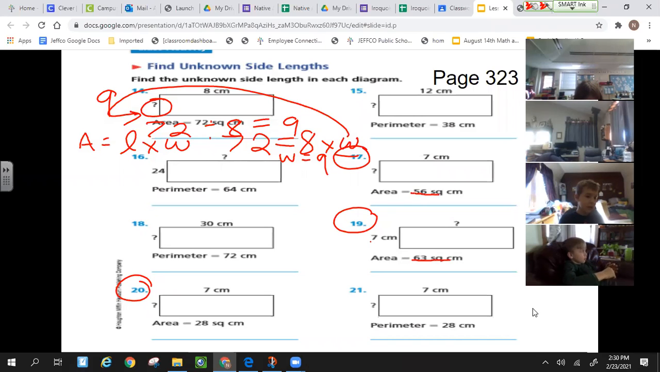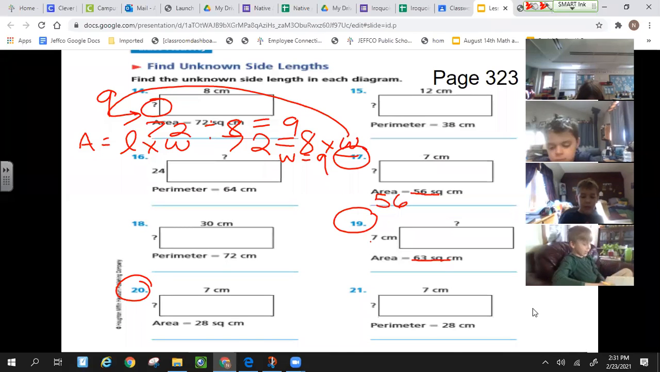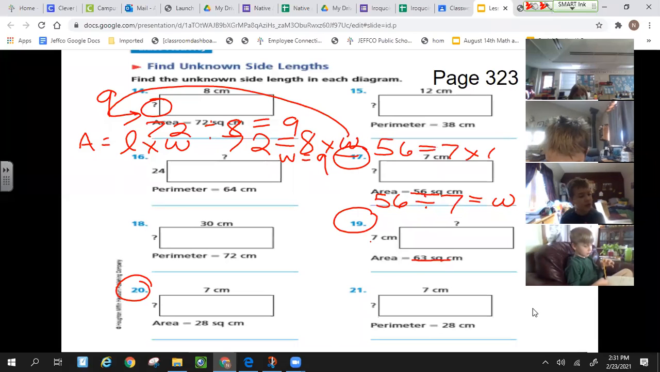If the area is 56 and it's 7 centimeters long, how can I find the width? Marin, what am I going to do? 56 divided by 7 equals the width. Or you could look at it like this. The area 56 equals length times width, right? So what is W? What times 7 equals 56? Okay, so go ahead and solve it and write it down. How many 7s are in 56? And that'll give you your unknown side.